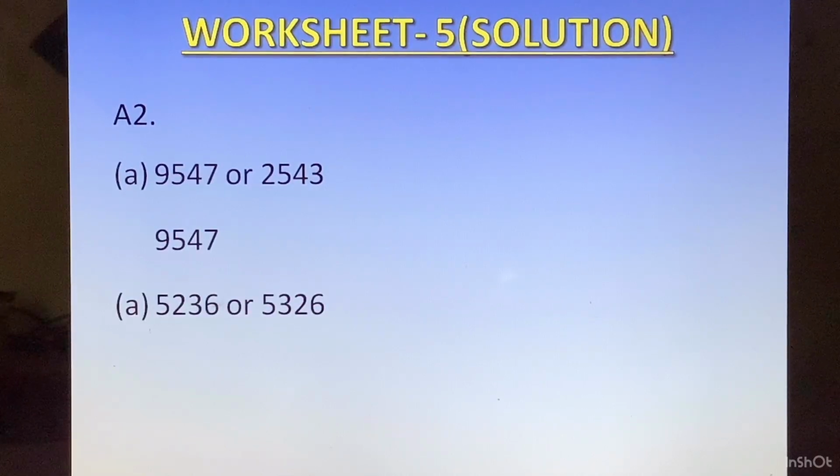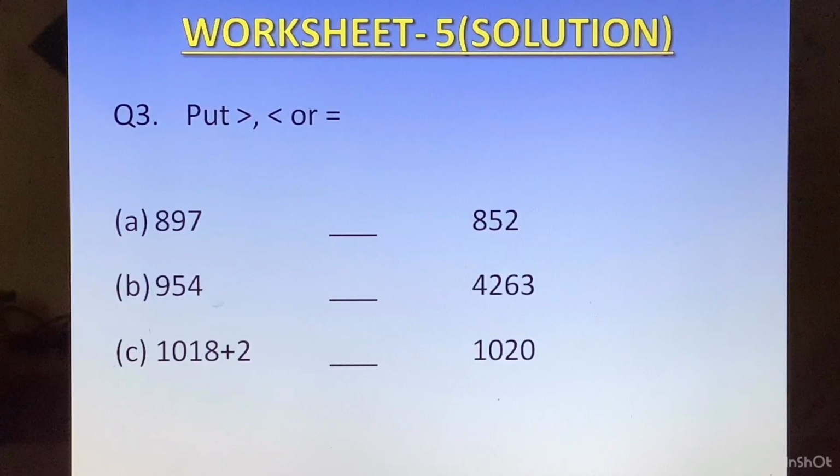B part: 5236 or 5326. Both start with 5. So we go to the second digit, which is 2 and 3. 3 is greater than 2. Therefore 5326 is greater.